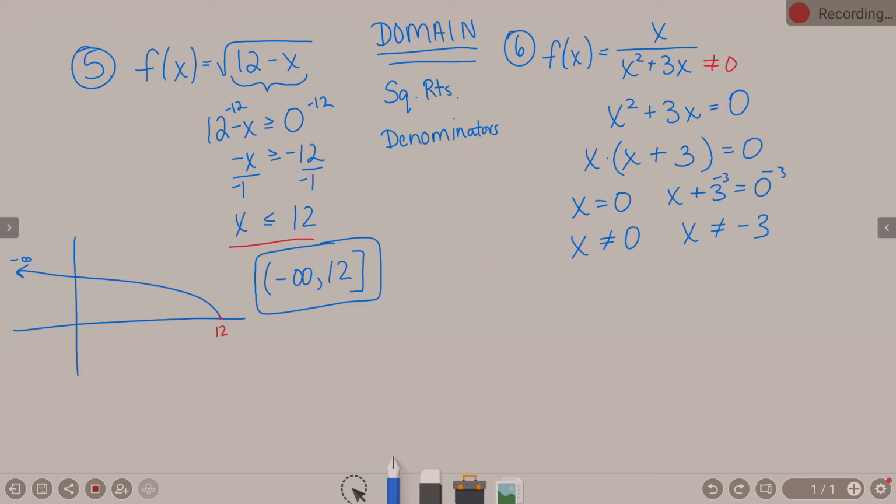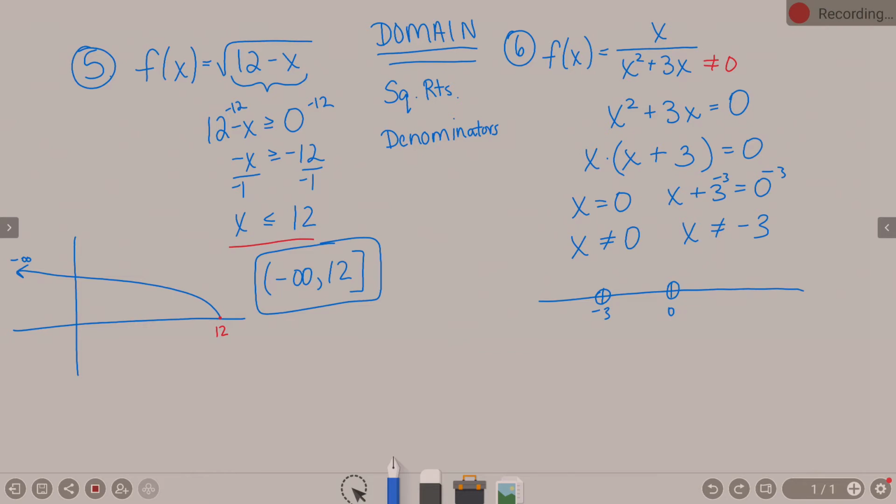Now, before I even look at the graph, I don't know, do you guys think about this on a number line at all? If I just think about this on a number line, key numbers are 0 and negative 3. And what did we just say? x cannot equal 0. So that's like an open circle. And x cannot equal negative 3. So that's like an open circle. Are there any other exceptions? No, we don't have square roots. We don't have anything else.